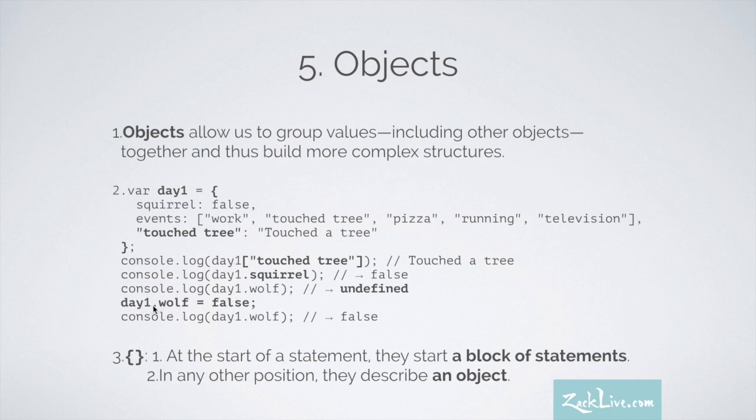But you can create or add a property to an object like this. We add the property called wolf to day1 and assign a value of false to it, and then we can console log day1.wolf, and we will have the value false. So we have learned that the curly braces can indicate a block of statements and an object.